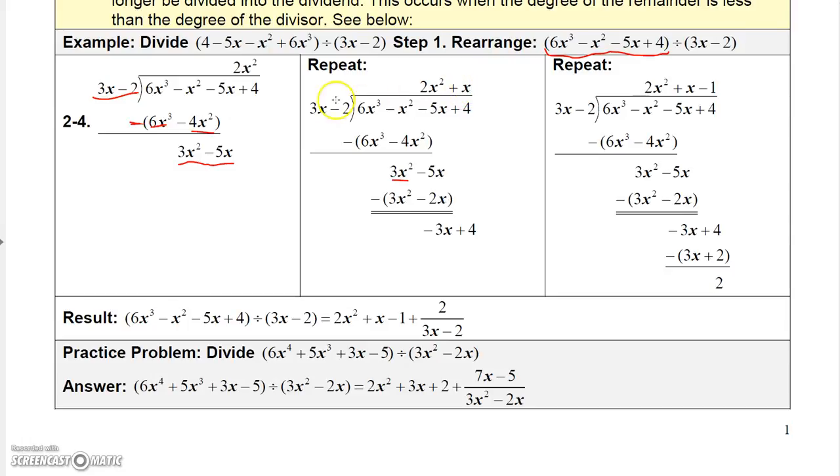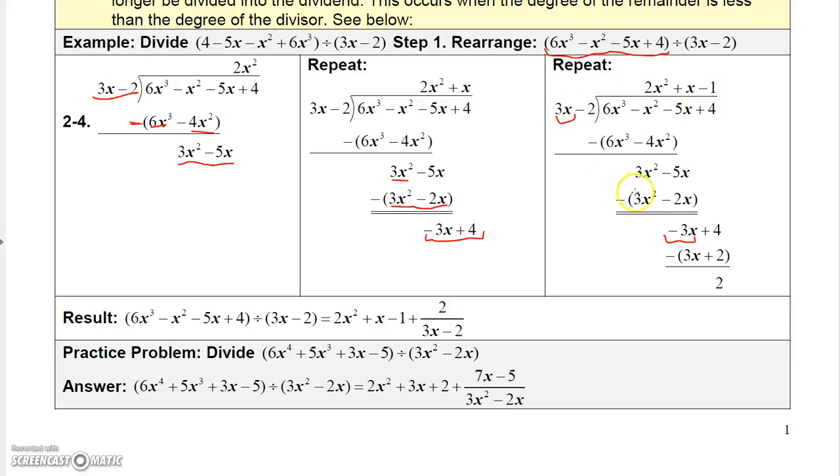And then multiply back. X times 3x is 3x squared. And x times minus 2 is minus 2x. And then I subtract again. And the 3x squareds cancel. And then I get minus 5x plus 2x is minus 3x. And then plus 4. Well, then I have to do it again. So what do I multiply 3x by to get minus 3x here, and that would be negative 1.